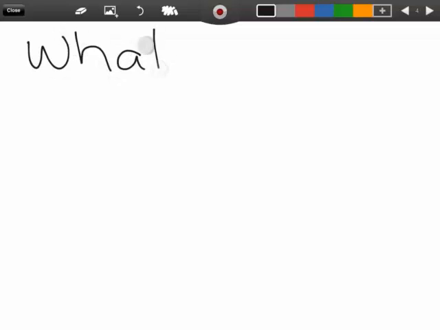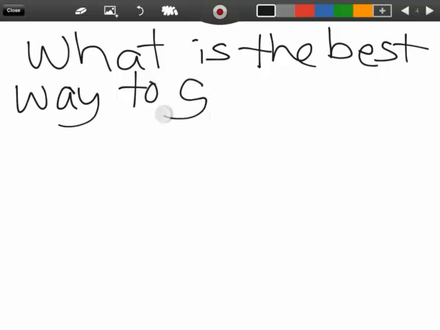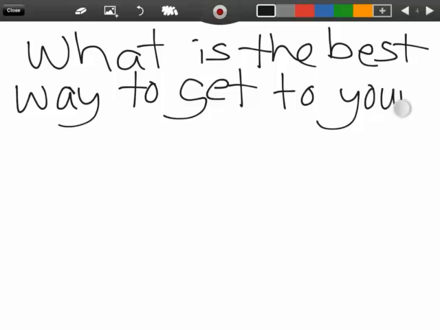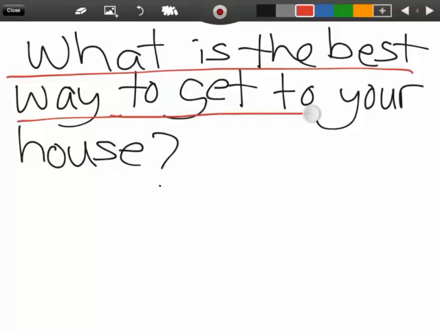What is the best way to get to your house? I'm going to go ahead and underline this. What is the best way to get to your house? That is also a question that we can use.